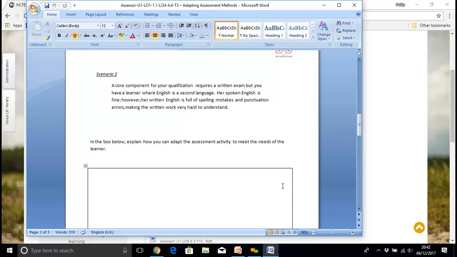Scenario 2 is a core component for the qualification. It requires a written exam, but you have a learner whose English is a second language. His or her spoken English is fine. However, the written English is full of spelling mistakes and punctuation errors, making the written work very hard to understand. In the box below, explain how you can adapt the assessment activity to meet the needs of this particular learner.